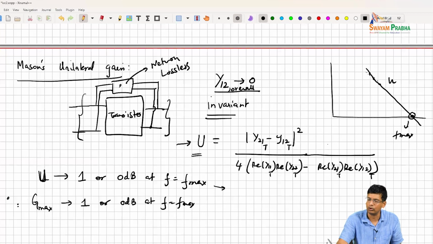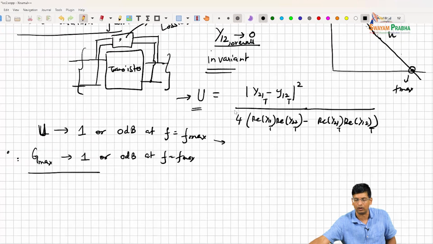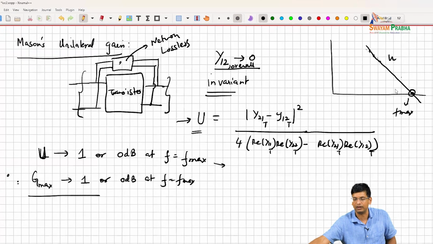And you could then use that f max to know where your GMATs went to 0 dB, right? So it's like a two-step process, since GMATs doesn't have the slope property that U has, right? So it is useful to be able to determine what the f max frequency is using this Mason's invariant gain parameter, right?